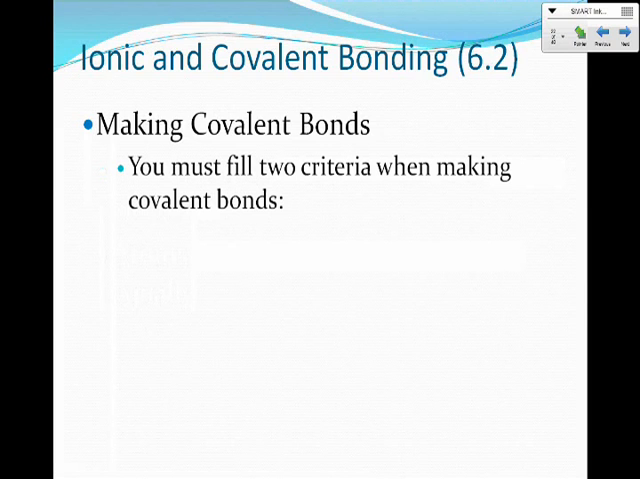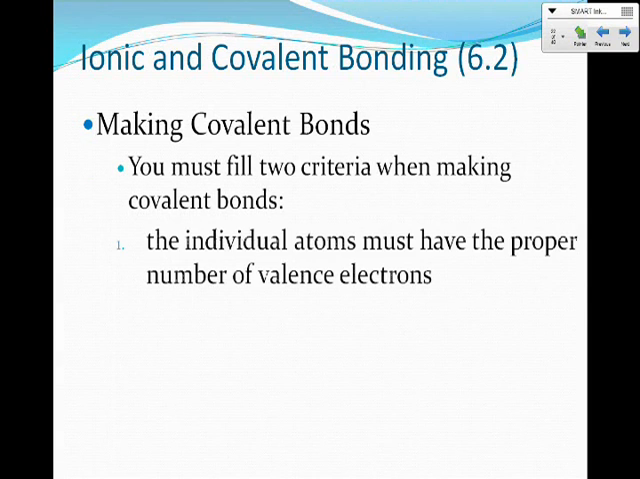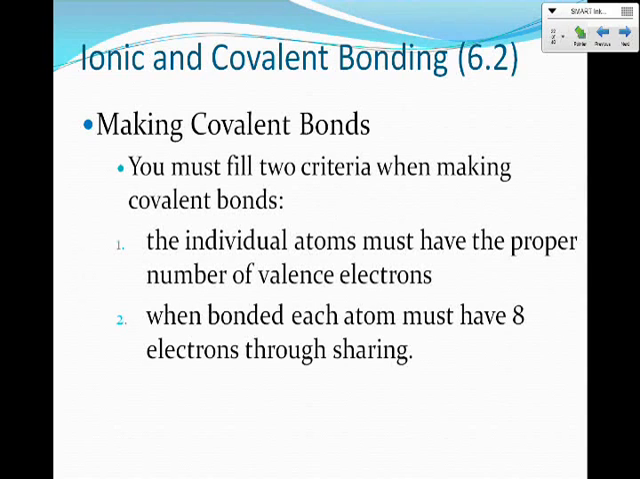Now, when you're making covalent bonds, there's two criteria that you need to meet. The individual atoms must have the proper number of valence electrons. I'm fixing to show you how to draw covalent bonds, and you're going to use the Lewis dot structure that we've practiced in class before. So you have to make sure, remember Lewis dot structure is how many valence electrons they have, so you've got to make sure you know how many valence electrons there are and that they have the correct amount. And then once you've bonded them with the other nonmetal, you've got to make sure that they have 8 electrons through the sharing process. So let's go ahead and look and do an example of how to make covalent bonds.